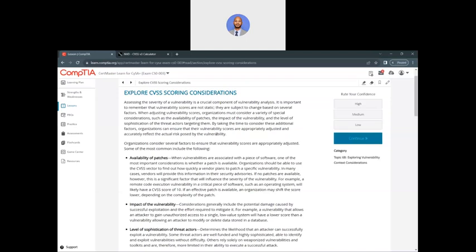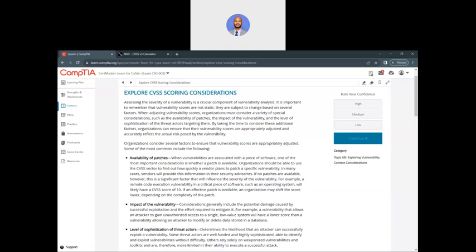So, exploring CVSS scoring considerations. This is where we talk about what mitigating factors are available. Then we also talk about how serious the result from this vulnerability scan is, and how true the vulnerability score that was put out based off the results of the scan actually is.